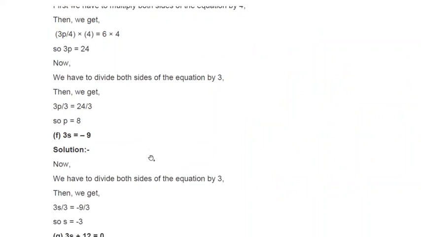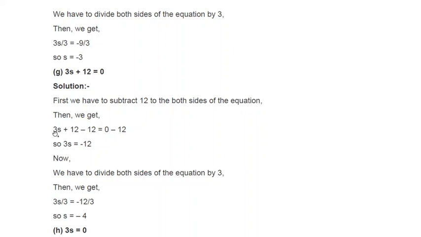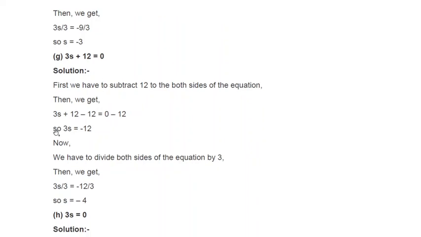Now question number F is very easy. You try it by yourself. Now there is G. Okay, G we'll try it out for you.